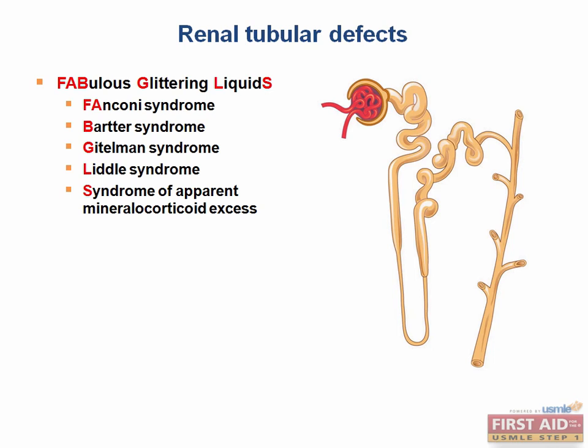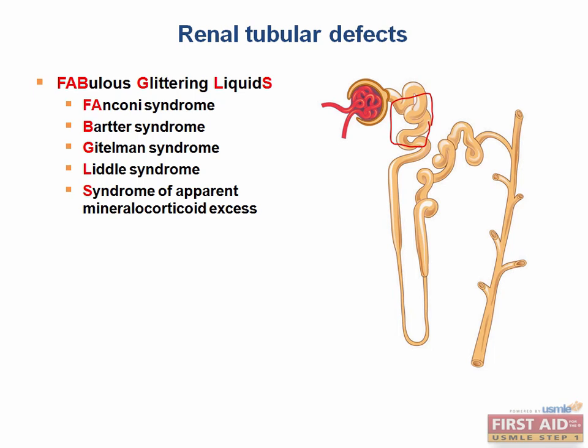The F in fabulous is for Fanconi syndrome, which is a reabsorption defect in the proximal convoluted tubule. In Fanconi syndrome, the cells of the proximal tubule are non-functional, which causes all transporters to be affected rather than an isolated transporter defect. Now that we've covered some of the renal phys already, can you guess what might be lost in the urine if the PCT doesn't absorb any solutes?